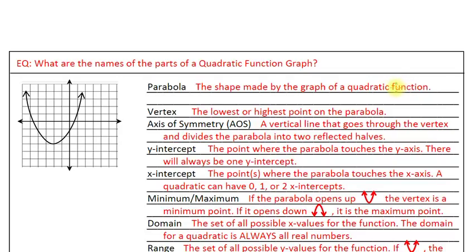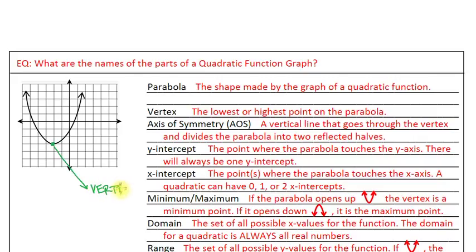Next definition is, what is a vertex? Oh, by the way, just pause the video, finish writing that, and then continue on. Okay, vertex, the lowest or highest point on the parabola. Let's go ahead and label over here for this particular parabola. Let's put a point right here. Make it big enough where you can see it. And I'm going to go ahead and draw an arrow from that. And let's go ahead and label that as the vertex.